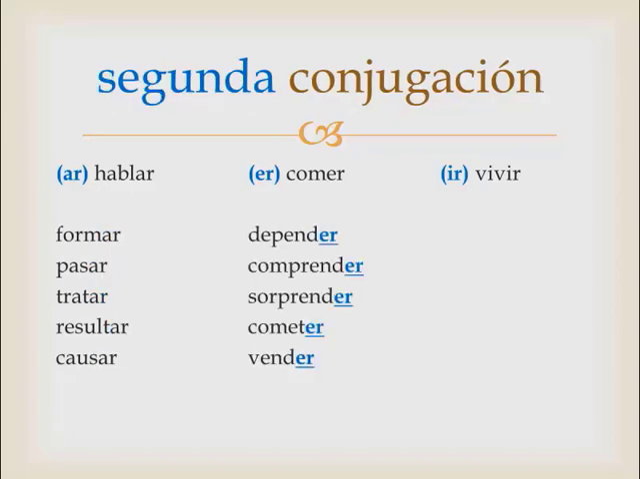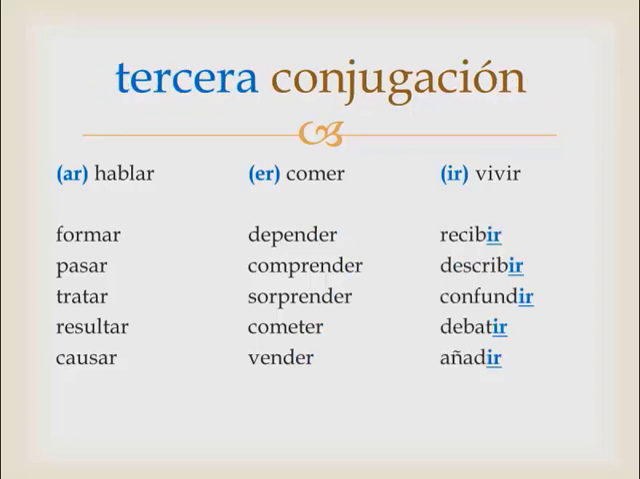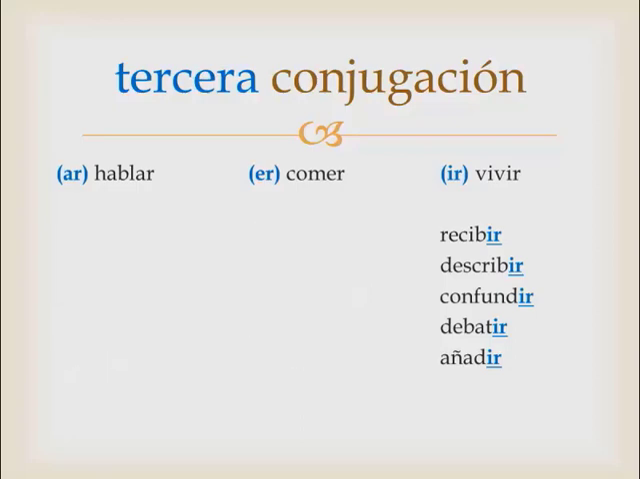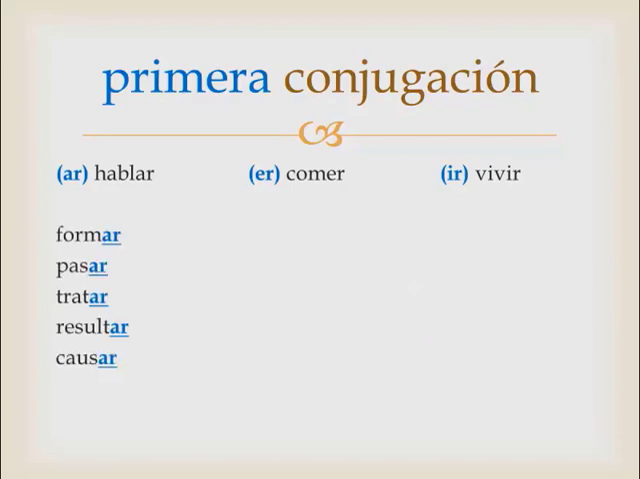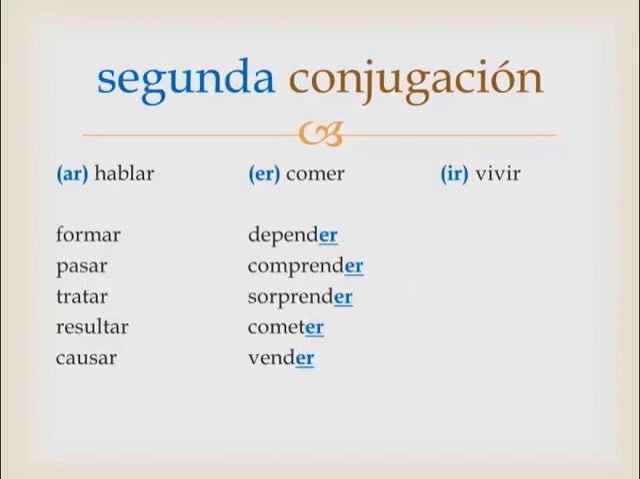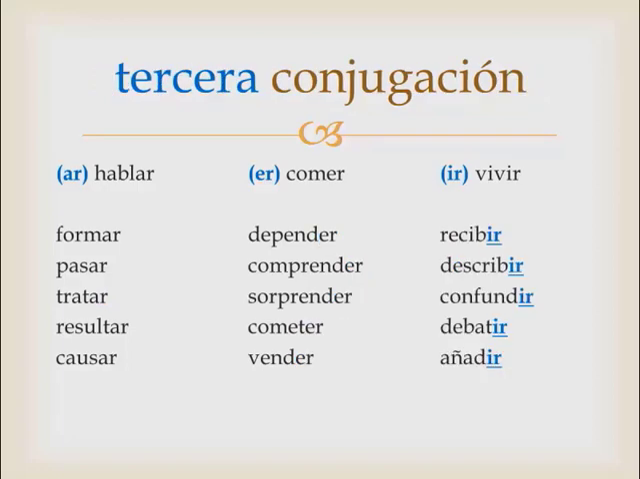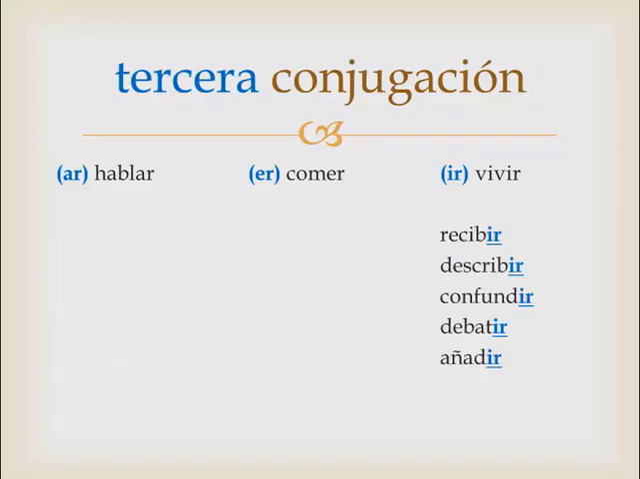Ejemplos de verbos en la segunda conjugación: depender, comprender, sorprender, cometer y vender. Verbos en la tercera conjugación: recibir, describir, confundir, debatir y añadir. So primera conjugación, segunda conjugación, and tercera conjugación, which is going to be the focus of the remainder of this lesson. How are we going to conjugate the paradigm of a third conjugation verb, a verb that ends in IR?